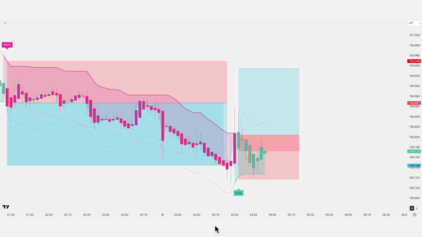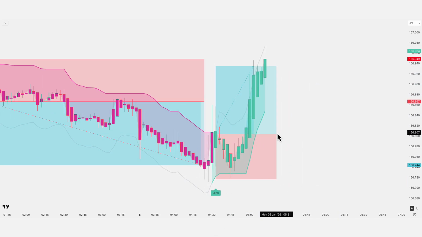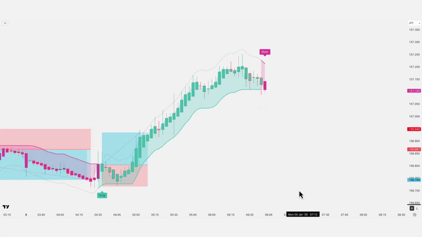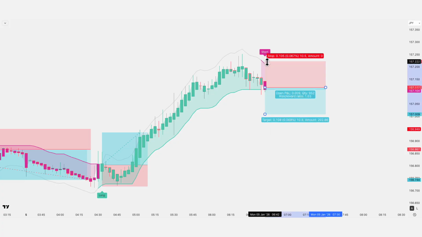Now let me explain how I take trades using this setup. Whenever the market starts forming strong candles above the green trail and the indicator gives a long signal, I do not enter immediately.